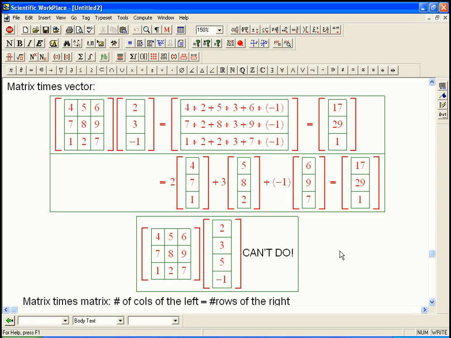It's a continuation of looking at matrix operations. We had looked at matrix times a vector. There's two ways to do that. Let me focus on the first way just one more time.